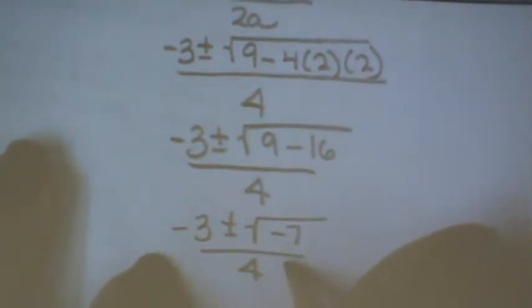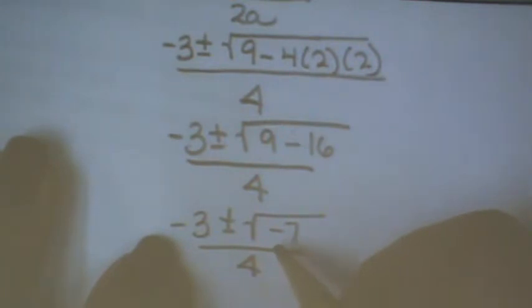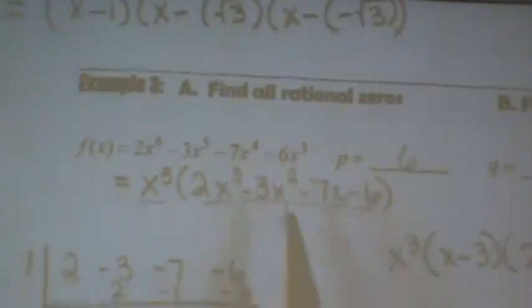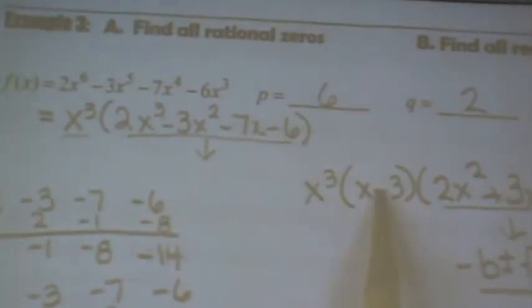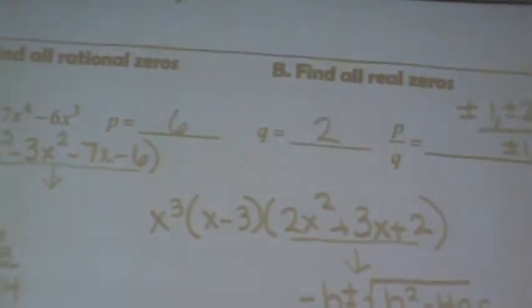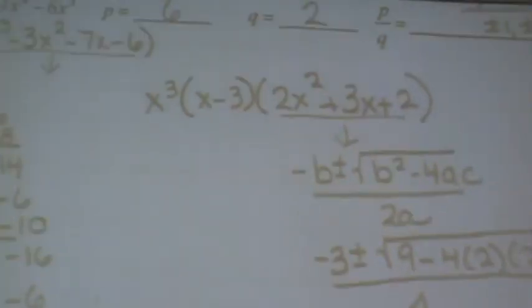We're looking for real. Real would be a plus. If this were a +7, these would be irrational zeros. So this would be under the irrational column. So the answers to the questions, it says find all rational zeros. The rational zeros for this problem would be 0 and 3. And they would also be real, 0 and 3. But these two are imaginary.